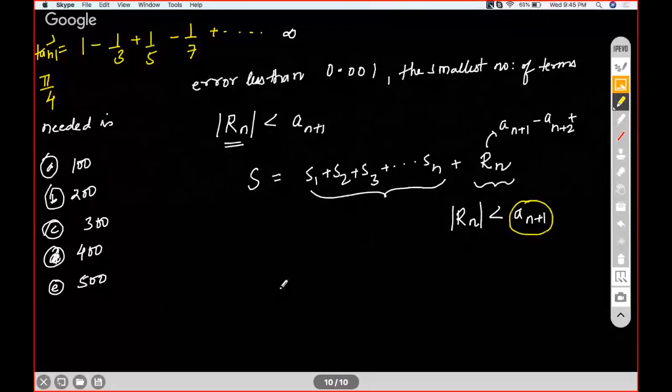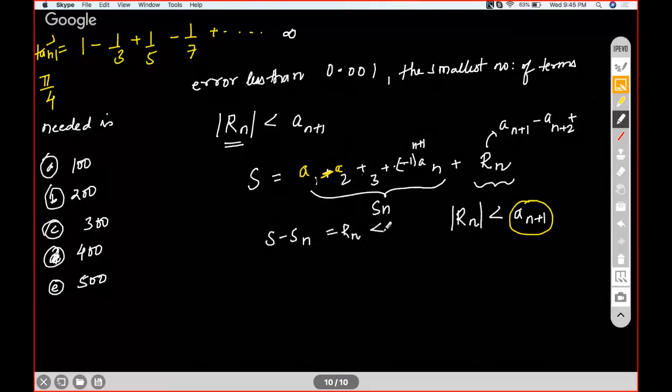Why it is called an error is because when you add this up and you subtract it, I should not have written S1, S2. Actually, I should have written A1, A2. My bad. So when you write it as A1 minus A2 plus A3 and so on till your An, this is Sn. So the difference between S and Sn, which is your Rn, will always be less than the first omitted term. That's what this theorem says.